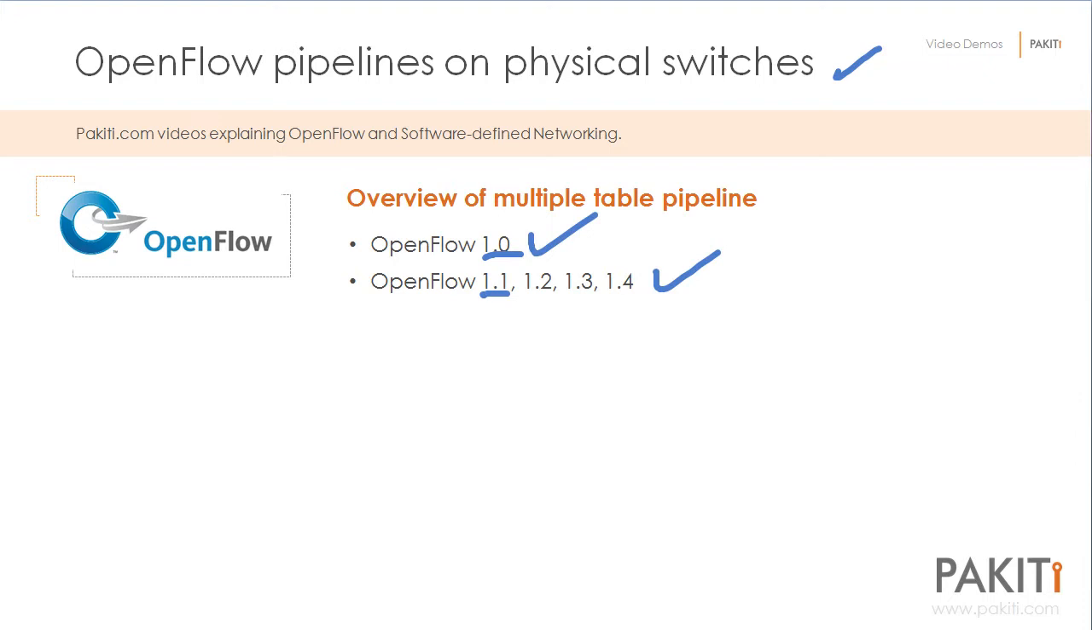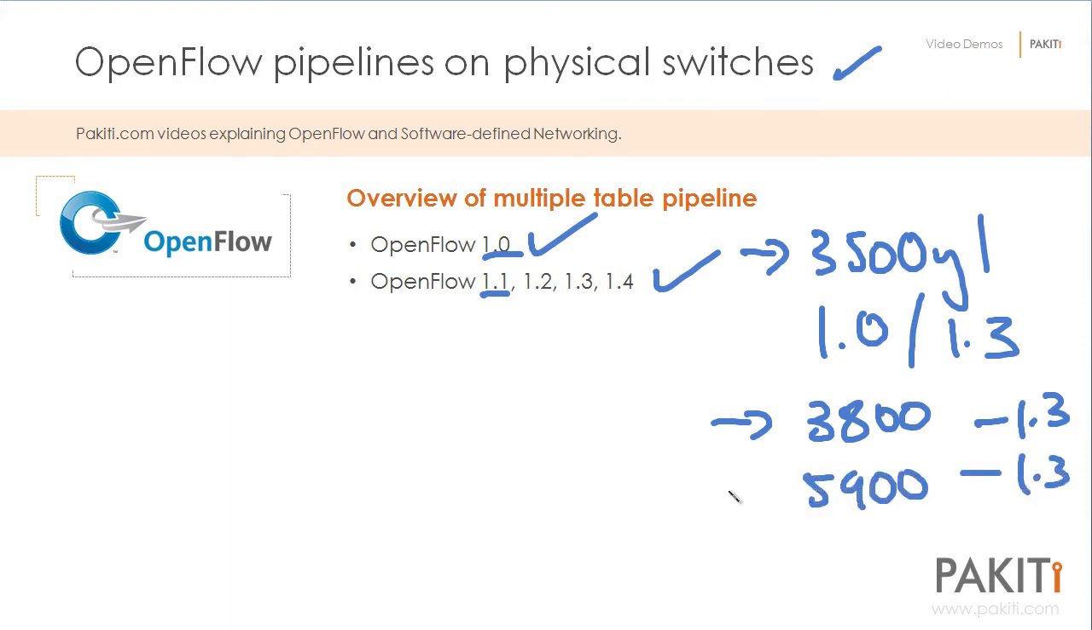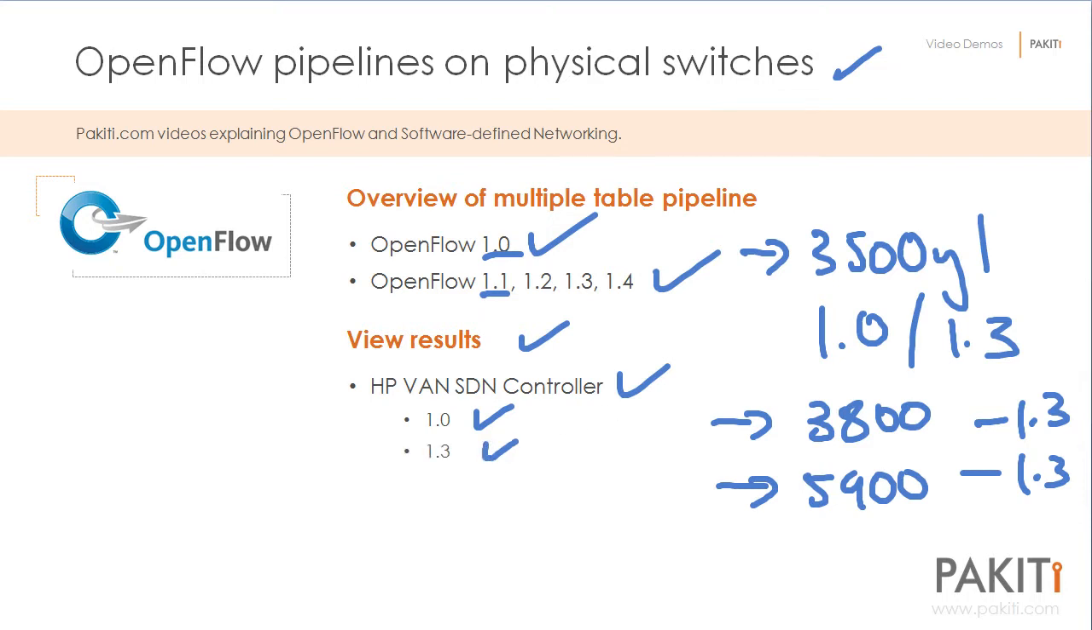As always, I want to keep these videos practical, so I'm going to start off showing you the pipeline on a 3500 YL switch. This is an HP switch configured with OpenFlow 1.0. Then we'll look at another switch configured with OpenFlow 1.3, and we'll move on to looking at a 3800 HP ProVision switch running OpenFlow 1.3, as well as a 5900 Comware switch running OpenFlow 1.3. We'll view the results on both an HP VAN SDN Controller so that you can see the differences between OpenFlow 1.0 and 1.3, as well as on the HP switches themselves.